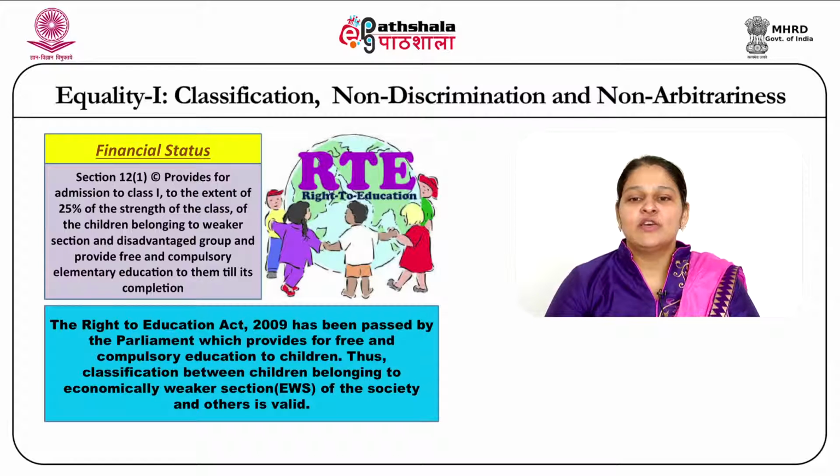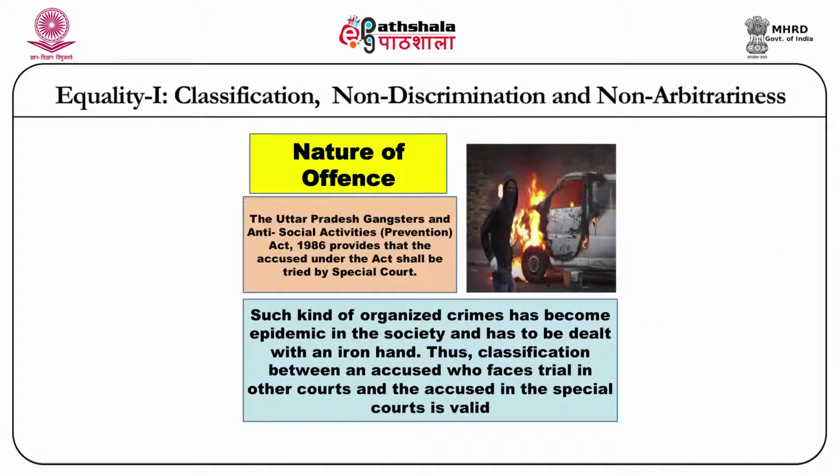This provision was challenged in Society for Unaided Private Schools of Rajasthan versus Union of India. The Supreme Court held it to be a valid classification. Thus, classification between children belonging to economically weaker section of the society and others is valid. Classification could be on the basis of nature of offence also.